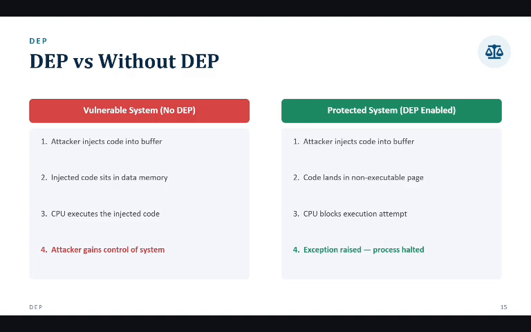A complete failure. On the right, with DEP enabled, the attacker injects the same exact code into the buffer, but this time it lands in a non-executable page. When the CPU tries to execute it, it blocks the attempt, raises an exception, and the process is simply halted. Same attack, completely different outcome.